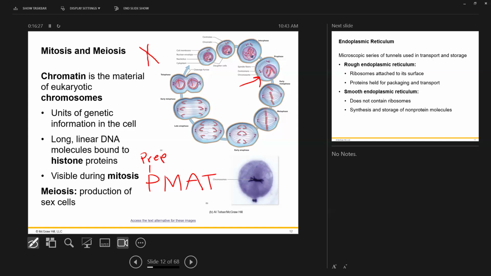You've been lied to. This is when I'm drawing them even on the board. You're like, yeah, but you just drew it, and that's what everybody's, no. They only look like this during mitosis. Why?